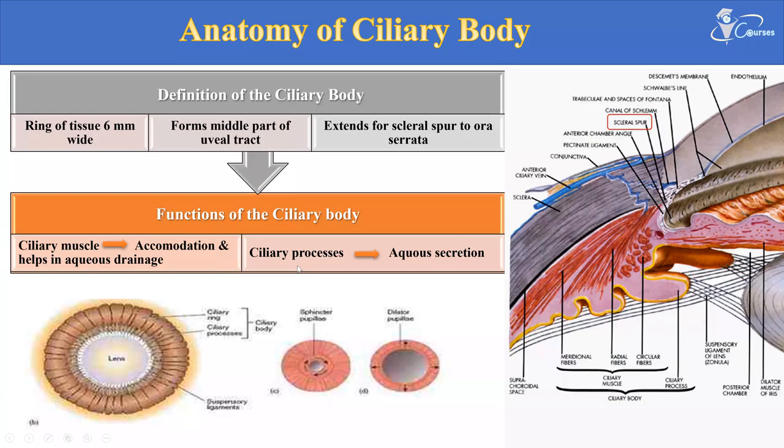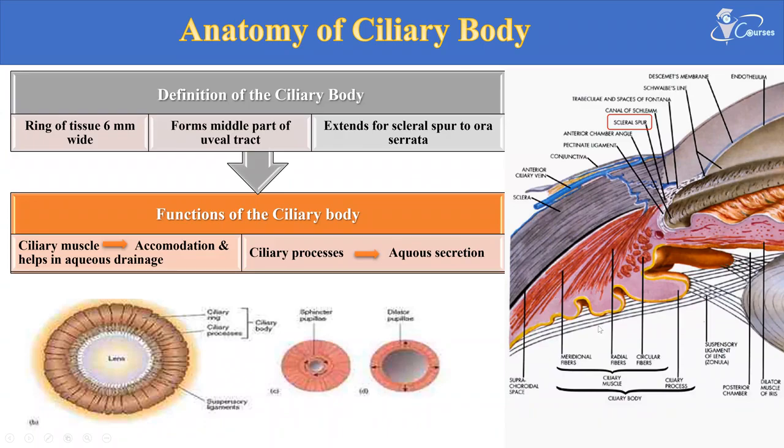If you think of the ciliary body, you can consider it as two different kinds of tissue. One of them is called the ciliary muscle, which is responsible for accommodation. By contraction of the ciliary muscle, this will result in accommodation. This is one function, and the other function is that it helps in aqueous drainage. The other part, called the ciliary process, is responsible for aqueous formation.